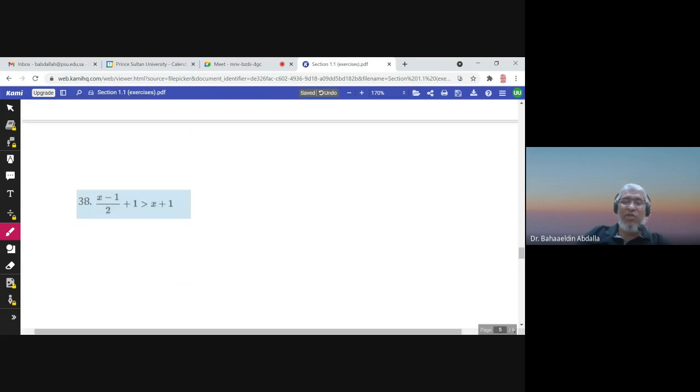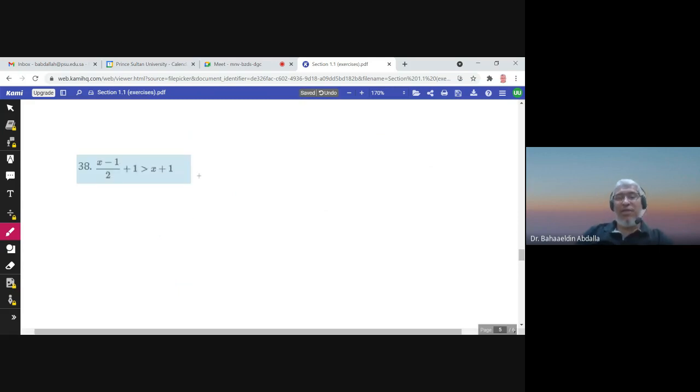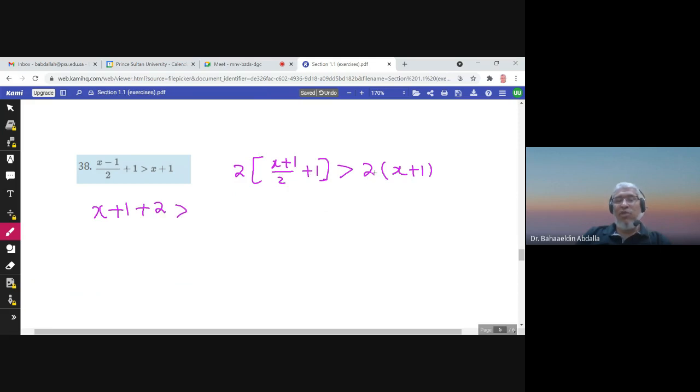in interval notation. Here I have a denominator. So I will multiply 2 times the left-hand side and times the right-hand side. And since I am multiplying by a positive number, which is 2, there is no problem at all. 2 cancels with 2, and I'll have x plus 1. Then 2 times 1 is 2. 2 times x is 2x. 2 times 1 is 2.